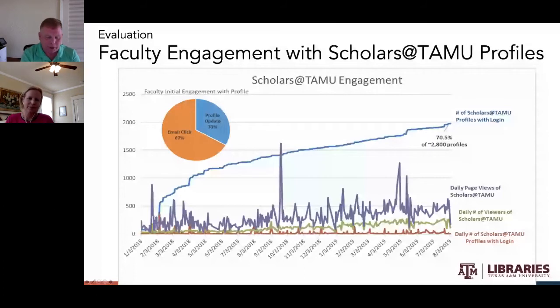And probably one of the best examples of outcomes of that buy-in is the implementation of Interfolio for faculty annual evaluations recently at Texas A&M, where the faculty senate demanded of the administration that Interfolio work with us in the library so that we could push data from Scholars into the Interfolio system. And so we're doing that now.